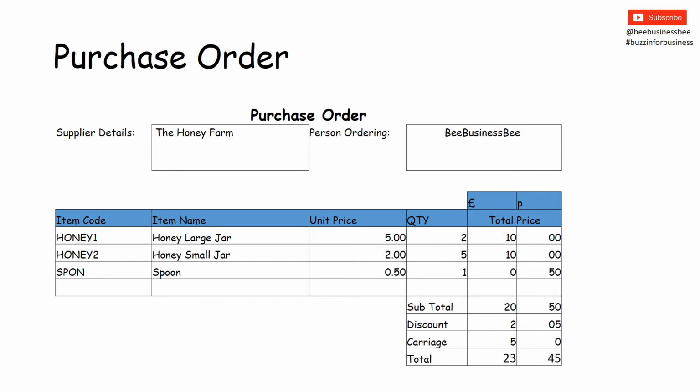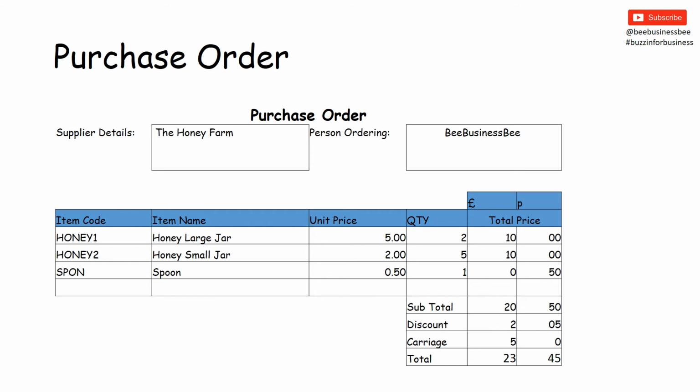And you'll also see in this case here, you've got columns which are pounds and pence. So you have to work the item out in obviously how many pounds in one column and how many pence in the other. So to see the example there, 2 times 5 is 10, so it's 10 whole pounds, no pence. In the second one, it's obviously 5 times 2, so £2, which is £10 again, so it's 10 whole pounds, no pence. And obviously the spoon is just 50 pence, so 0.50 times by 1 means there's no pounds, 50 pence. The subtotal is literally what you've got added together above, and then you get a discount.